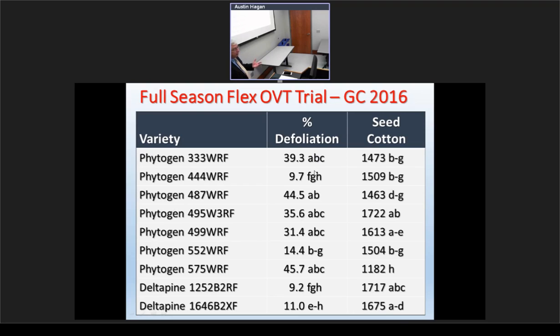And these are just some Phytogen varieties, again showing a wide range in variation in their response in this particular study. And a particular note, the Phytogen 444 showed what we would consider really good tolerance of target spot in comparison to a lot of the other varieties in the Phytogen line.